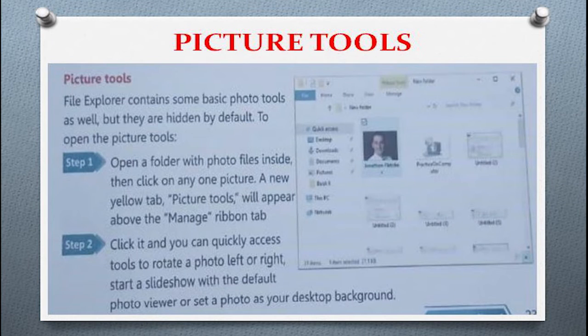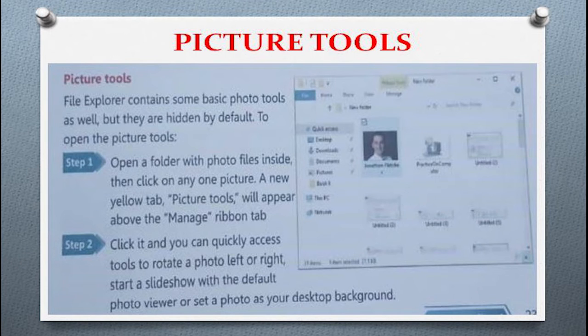Next one is picture tools. File Explorer contains some basic photo tools as well, but they are hidden by default. To open the picture tools, open a folder with photo files inside. Then click on any one picture. A new yellow tab, Picture Tools, will appear above the Manage Ribbon tab. Step 2. Click it and you can easily access tools to rotate a photo left or right, start a slideshow with the default photo viewer, or set the photo as your background. These are the options available in picture tools.